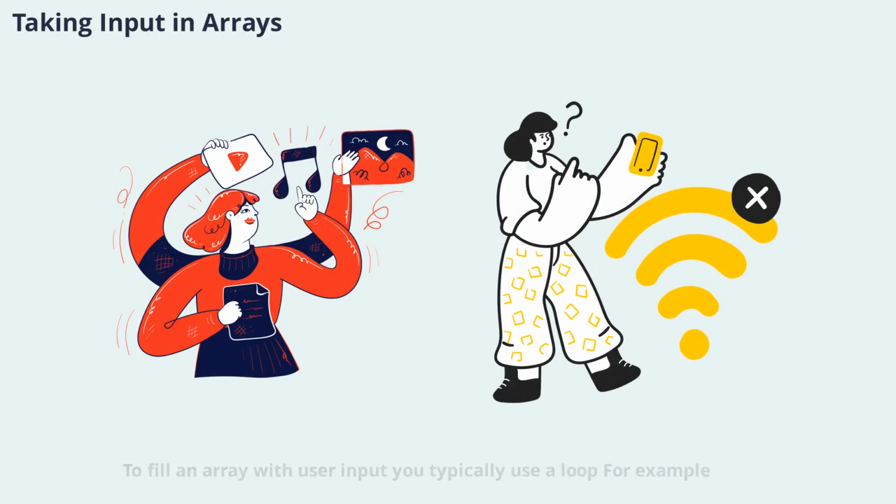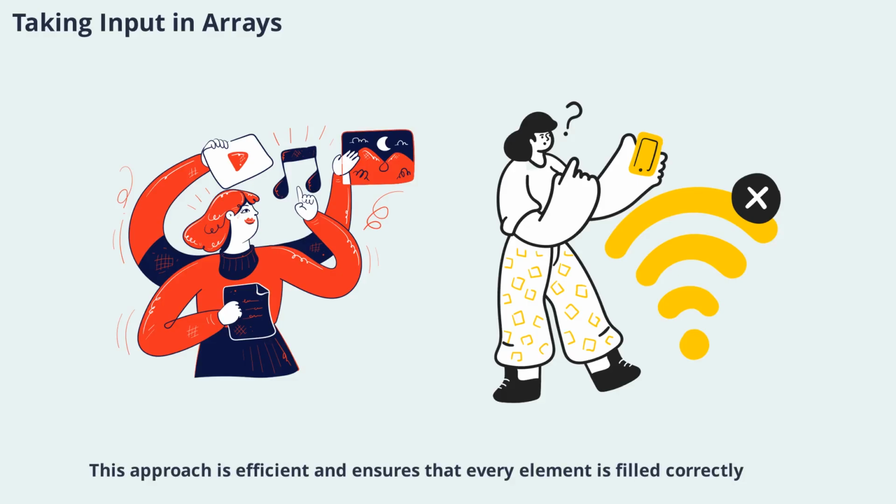To fill an array with user input, you typically use a loop. For example, you can prompt the user to enter 10 numbers, then use a for loop to store each number in the array. This approach is efficient and ensures that every element is filled correctly. Loops and arrays go hand in hand for handling repetitive tasks in programming.